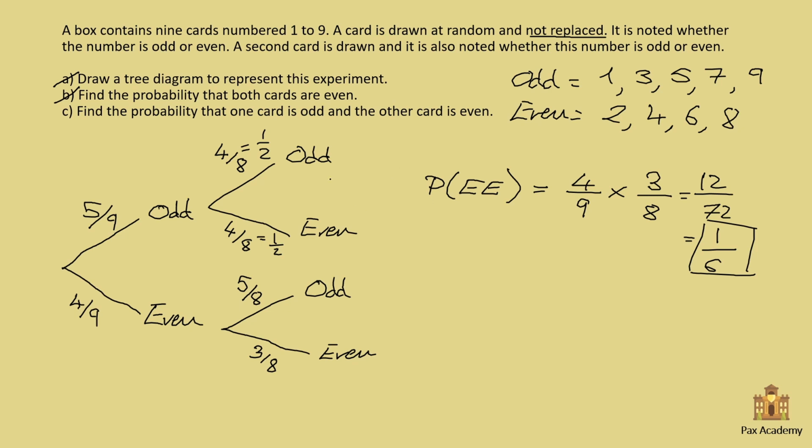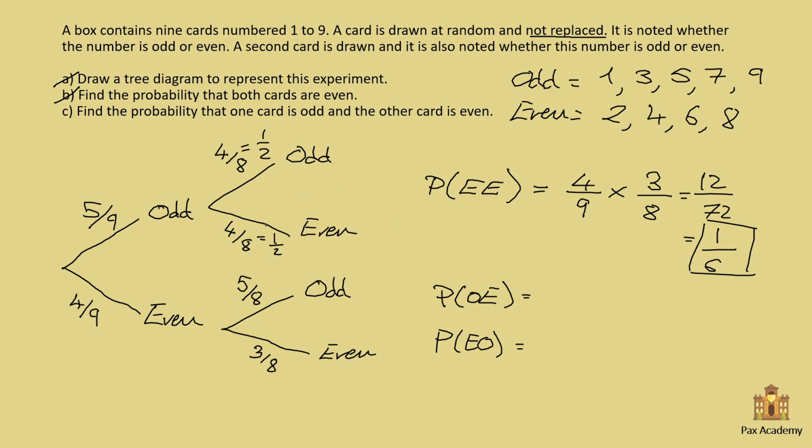Now what about part C? Part C says find the probability that one card is odd and the other card is even. Okay. So as you can see, there's multiple possibilities here. So we only need 1 odd and 1 even. It doesn't say in which order. Okay. So this means that we can either have first odd then even, but we can also have even and then odd. Okay. So these are the two possibilities. So now let's find out the probabilities for that.